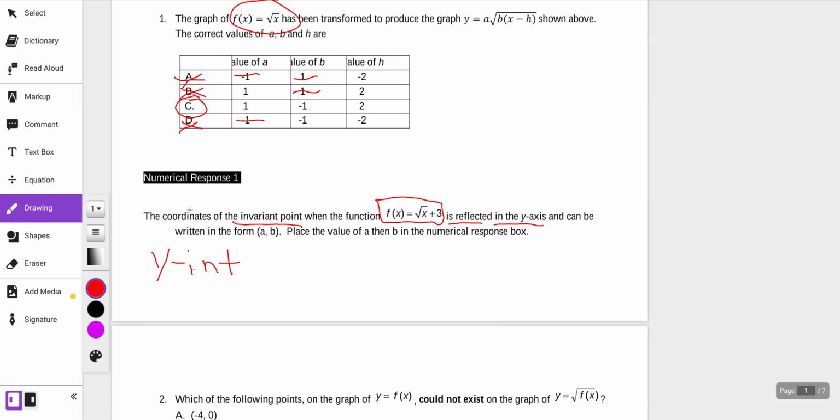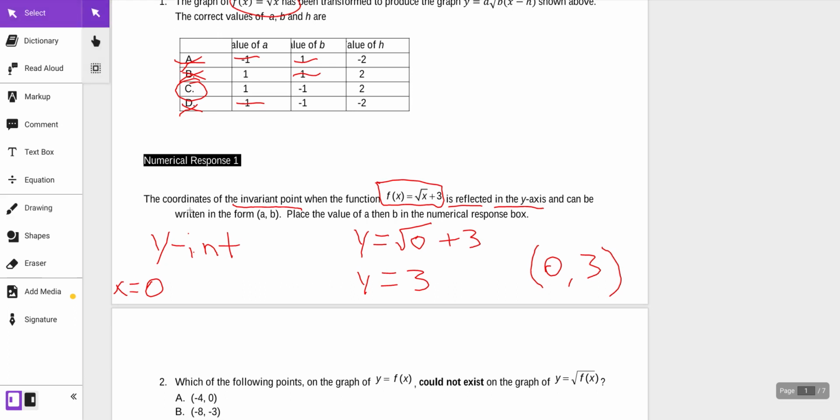To find y-intercepts, you set x equals 0. So I would have y equals root 0 plus 3. That's going to be y equals 3. My point is 0, 3. When I reflect over the y-axis, that point will be invariant. It will not move.